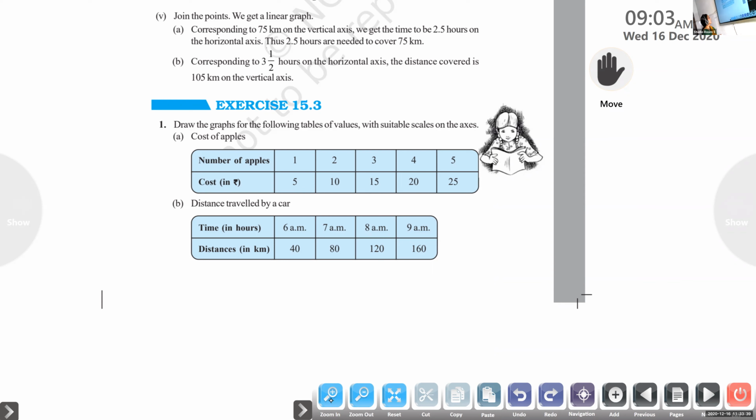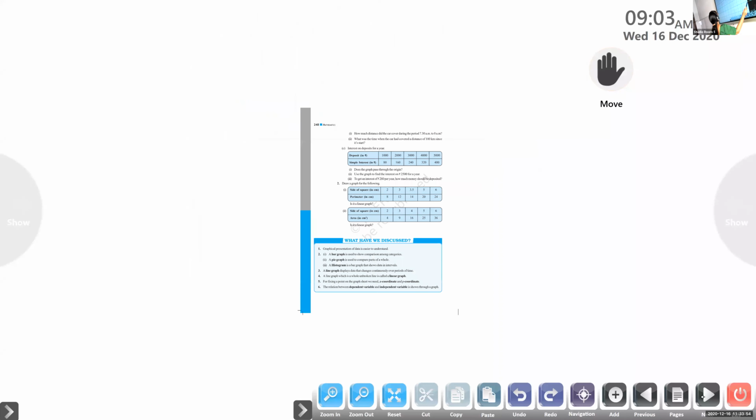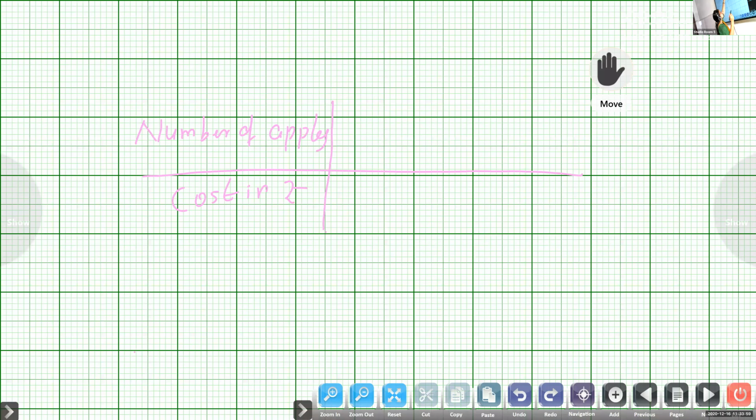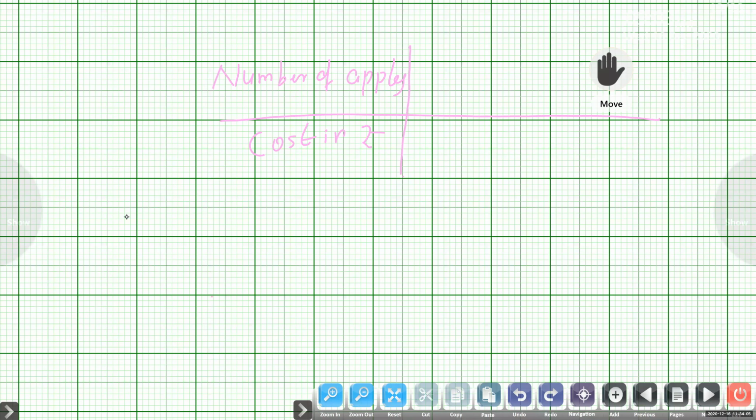Number of apples, cost. Now you can start drawing. Draw the x-axis, y-axis. On the x-axis you can take the number of apples. On the y-axis take cost. Ma'am, can you zoom it? The question you want? Yes, ma'am.